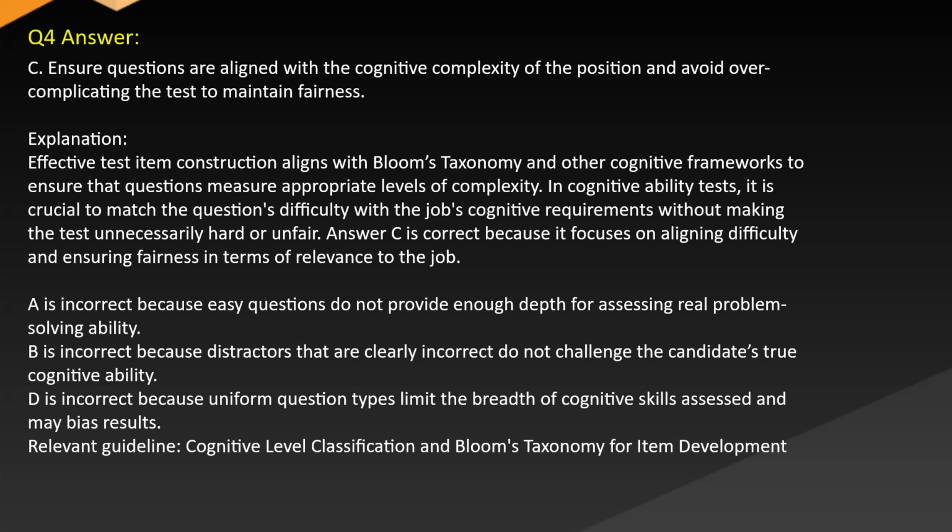A is incorrect because easy questions do not provide enough depth for assessing real problem-solving ability. B is incorrect because distractors, though clearly incorrect, do not challenge the candidate's true cognitive ability. D is incorrect because uniform question types limit the breadth of cognitive skills assessed and may bias results. Relevant guideline, cognitive level classification and Bloom's taxonomy for item development.